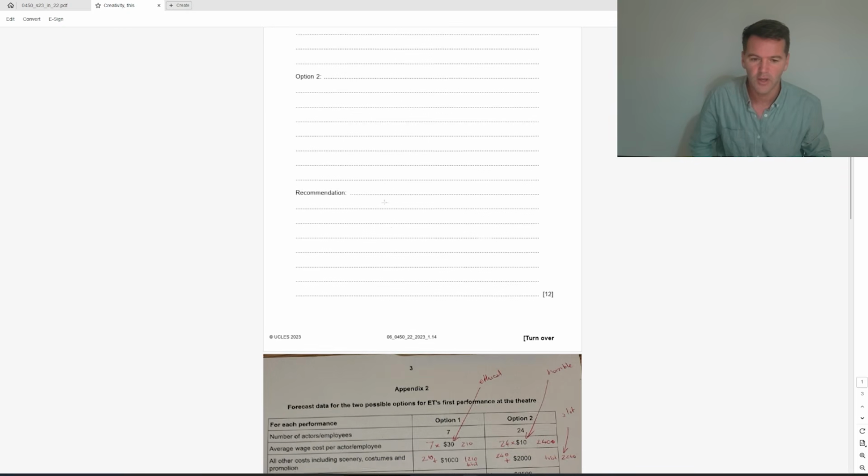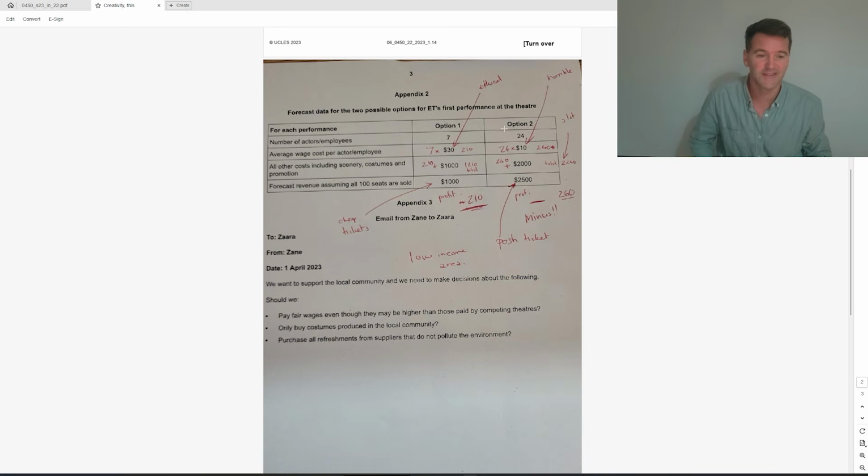So let's go to the resource. And this is where, again, scribbling, highlighting is terrible. But these were some of the things that I was doing as I was scribbling. I won't go through it all because I won't bore you. But the sorts of things I was scribbling. Okay, option 1 has only got 7 actors in it, employees, but let's just call them actors. It's a pretty small little show. Option 2 has got 24. Good, they like that. Lots of the local people going in.